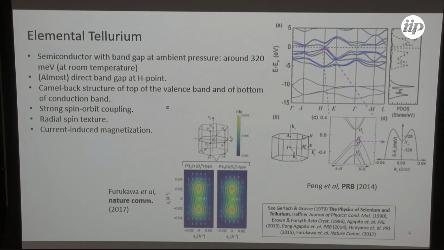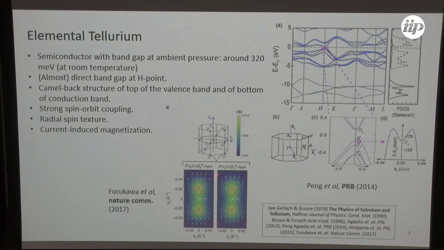Tellurium in the form that I just showed you is a semiconductor with quite a small band gap of 320 millielectron volts. And the band gap is almost direct. And that was exactly what I was telling you about before. So it's actually this camelback structure around the H point that makes the band gap almost direct. And this structure is obviously due to the spin-orbit coupling. And this also gives a reason for the spin texture, which you can see here.